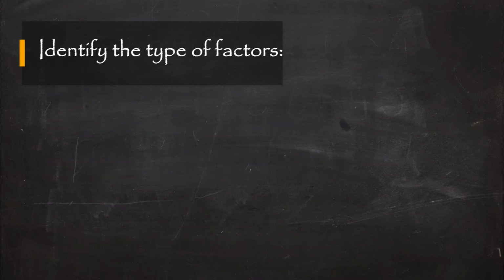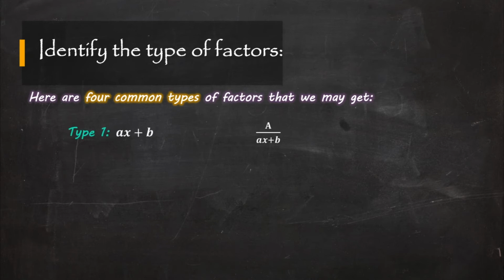And here I want to talk about 4 different types of factors. The first type is pretty simple. It's just ax plus b, where the small a and b are just constants. And here the A is the variable that we assign for this numerator. And this is the term that we're trying to split from the original fraction.